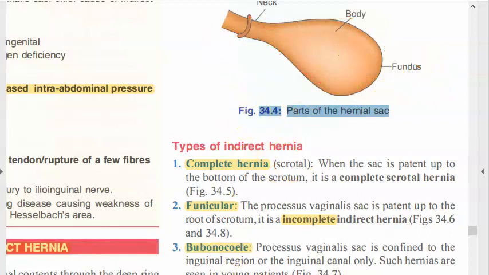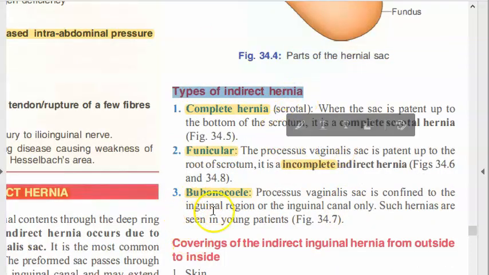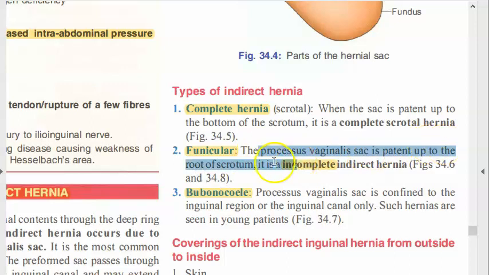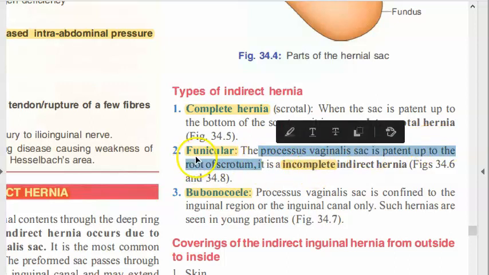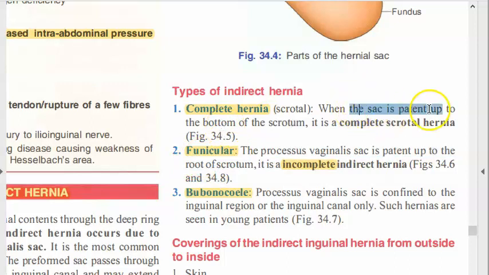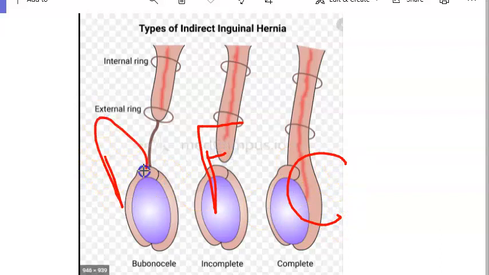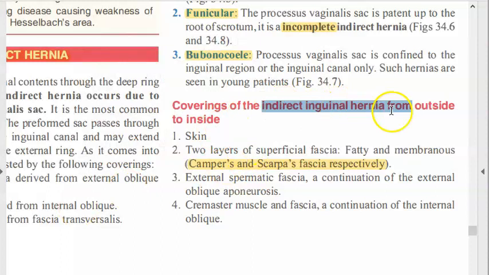This is the parts. Now, types of indirect hernia, we already told you, bubonocele, where the processus vaginalis is confined to the inguinal region, right? The hernia, basically, it's not patent, the processus vaginalis. Then if the processus vaginalis is patent up to the root of scrotum, this is incomplete or funicular, they're calling it. Then when the sac is patent up to the bottom, it will become a complete scrotal hernia. You have already seen this, haven't you? So this middle one, they're calling it what? Funicular. Okay, funicular, this is complete, and this is bubonocele.